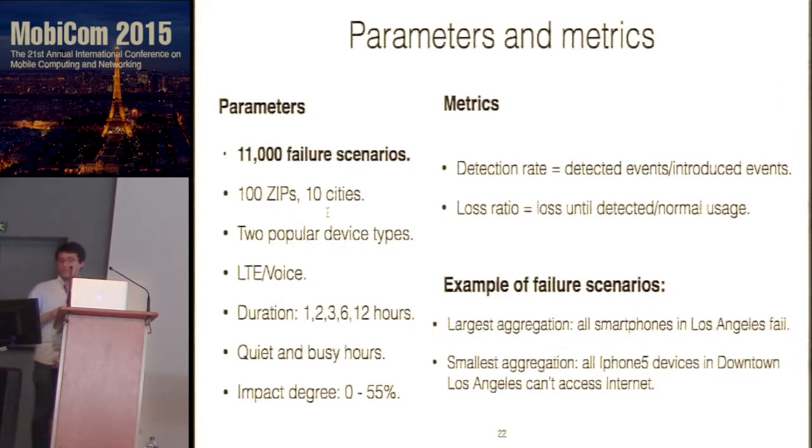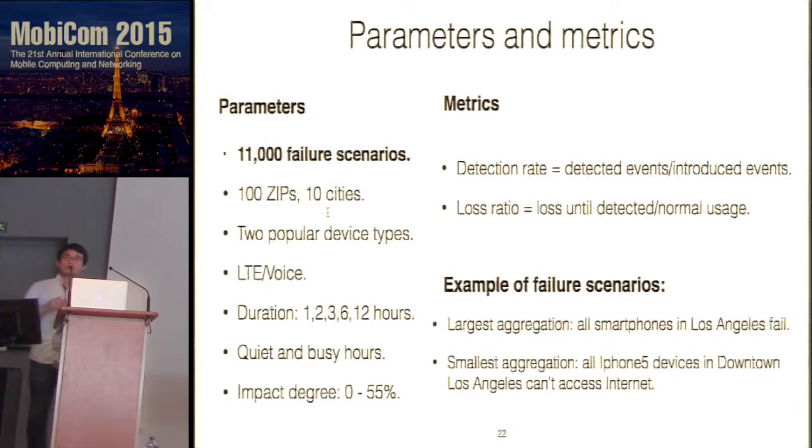For example, with 11,000 failure scenarios, we can have a failure that happens to a very large aggregation, for example all devices in Los Angeles, or the failure could happen to a very small aggregation, like all iPhone devices in downtown Los Angeles. And then we use detection rate and loss ratio as the metrics for evaluation.